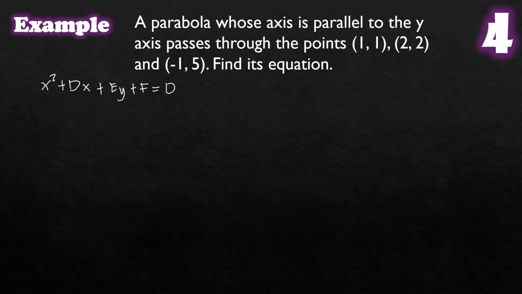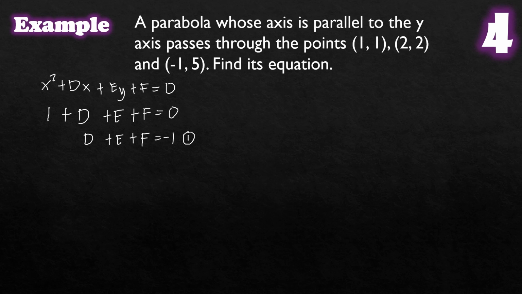Substituting the point (1, 1) to the general form, we will have 1 squared plus d times 1 plus e times 1 plus f is equal to 0. So we have d plus e plus f equals negative 1. Let us call this our equation 1.